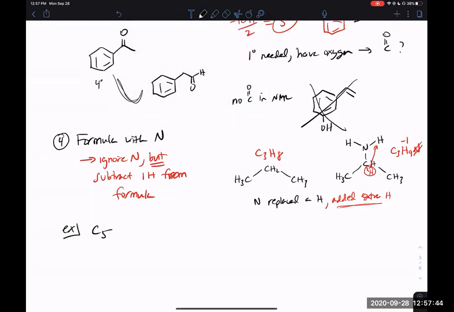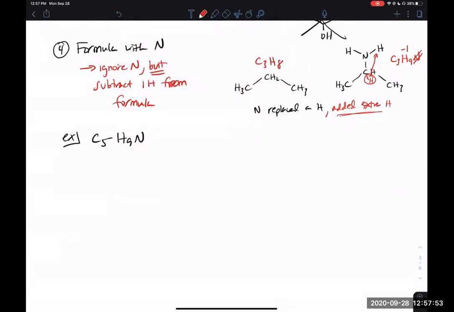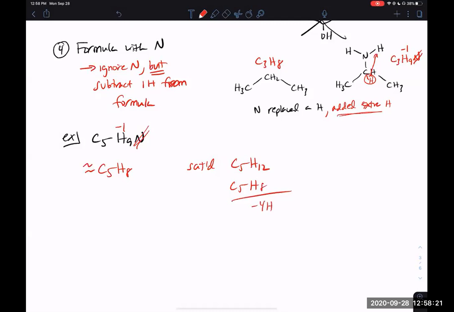Let's do C5H9N. So according to our plan, we're going to drop the nitrogen and subtract a hydrogen. So this is just like C5H8. If it were saturated, it'd be C5H2n plus 2, so that'd be 12. We have C5H8, so we're short 4 hydrogens. Divide by 2, 2 degrees.